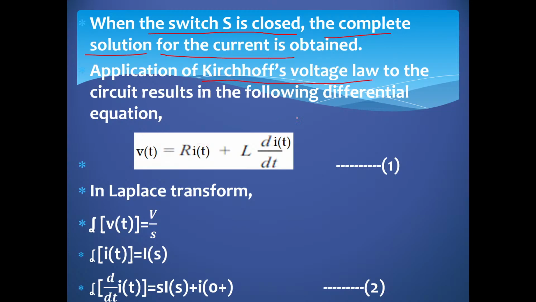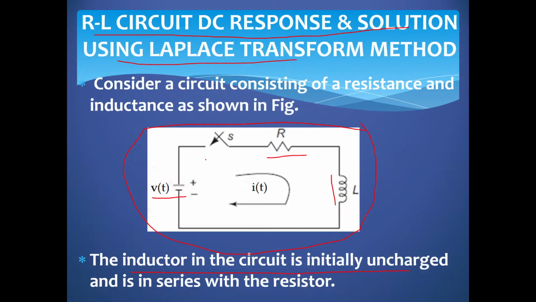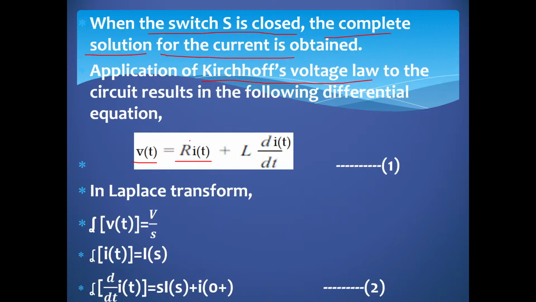So apply KVL, write down applying KVL. What is it? V of T is equal to what? R into I of T plus L into di by dt. Our current we have mentioned as I of T, so instead of I, you must write I of T. So V of T is equal to R into I of T plus L into d by dt of I of T. Consider it as equation number 1. Up to here, I think there is no confusion, isn't it?